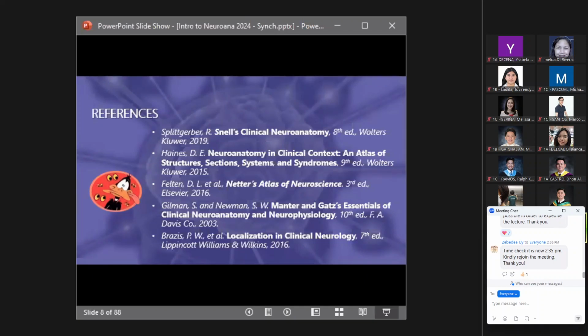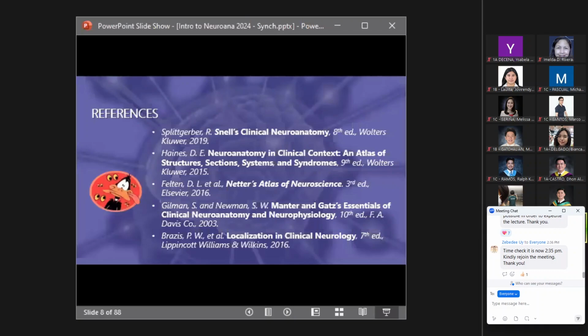Also useful is Netter's Atlas of Neuroscience. The images in the regular Atlas of Netter are limited, the plates there. In the older edition of Netter, they removed a number of them and put them together in this separate atlas of neuroscience.